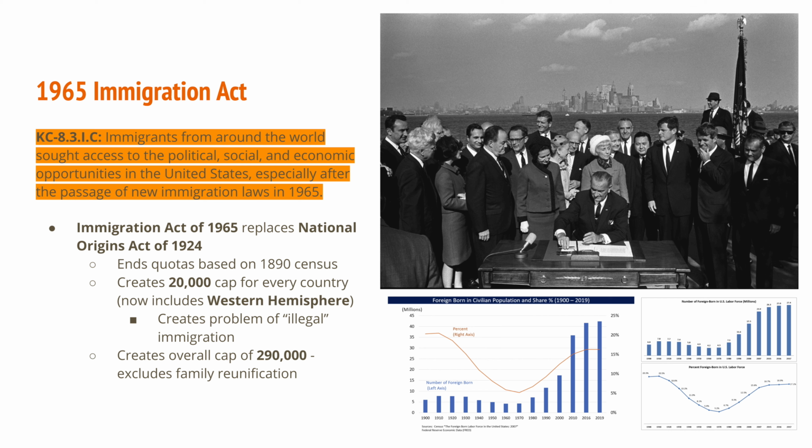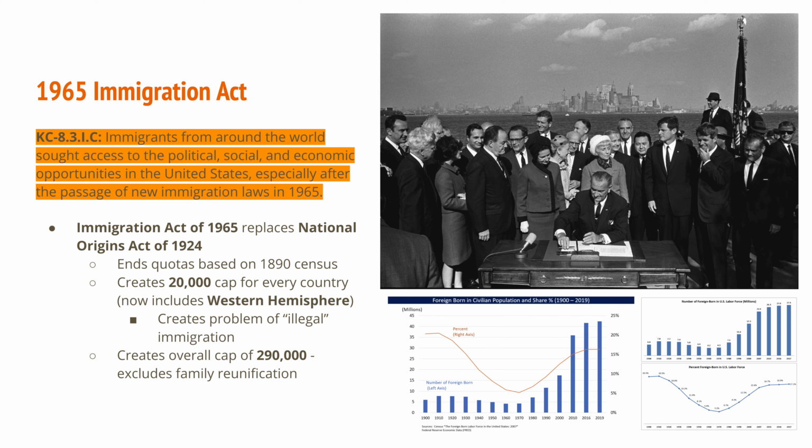But Western Hemisphere immigration was not bound to those same restrictions. And in the 1965 Act, those quotas are gone, and every country, including now countries in the Western Hemisphere, is going to get a 20,000 immigrant cap, for a total cap of 290,000 immigrants. Now, this is going to exclude family reunification. So if a U.S. citizen has family abroad, they're going to be able to bring those people over, and the immigrants that are coming over for family reunification will not count against a country's 20,000 person cap or the 290,000 total cap. Now, this does two things.